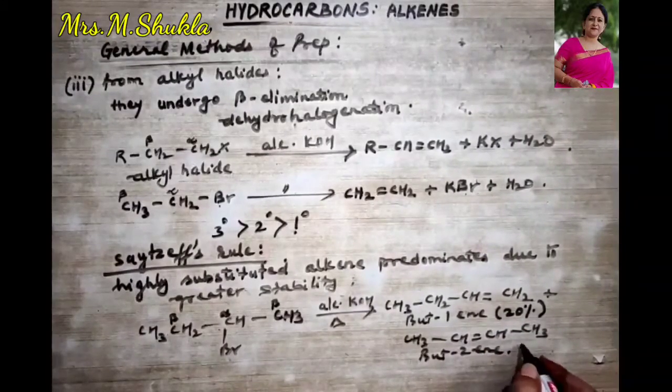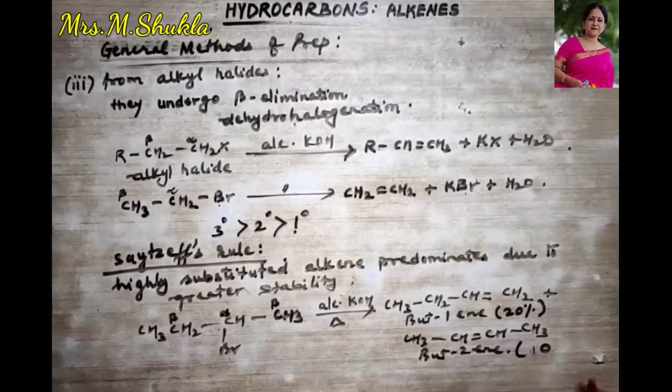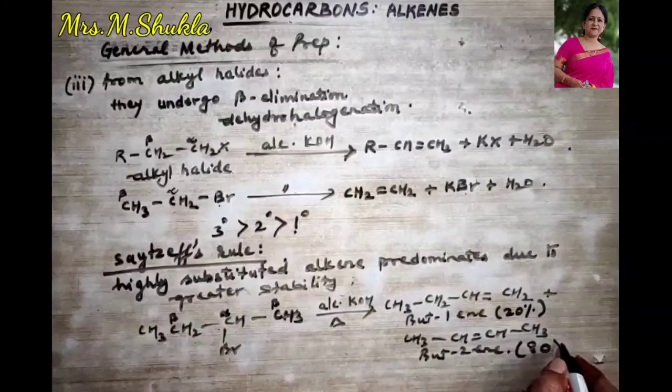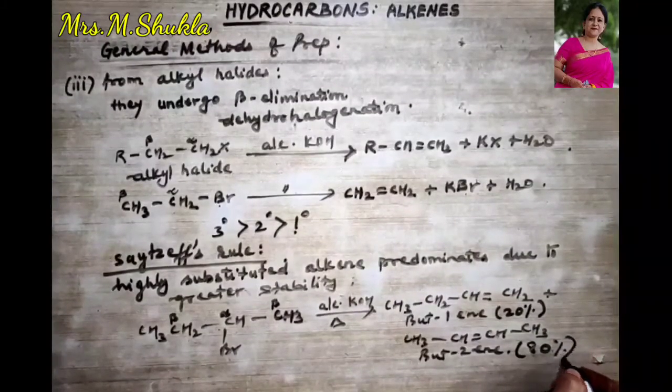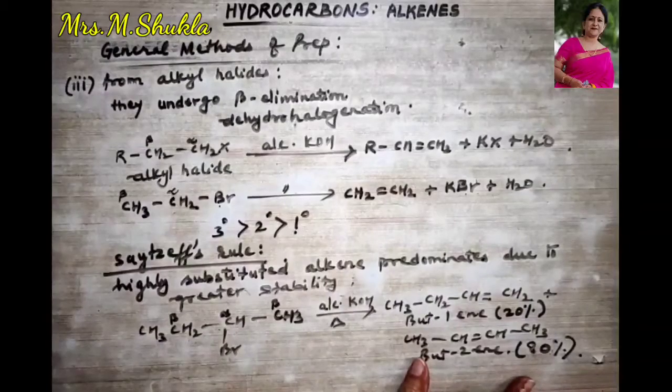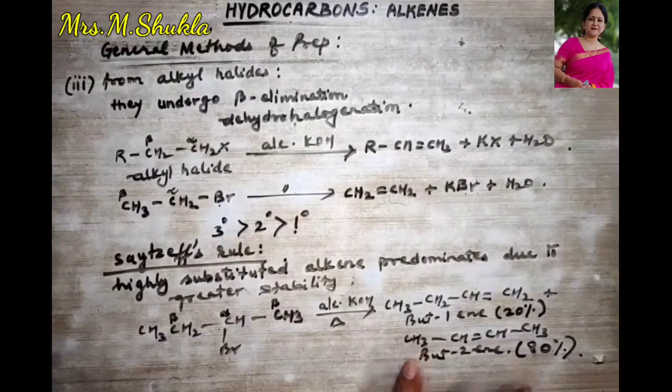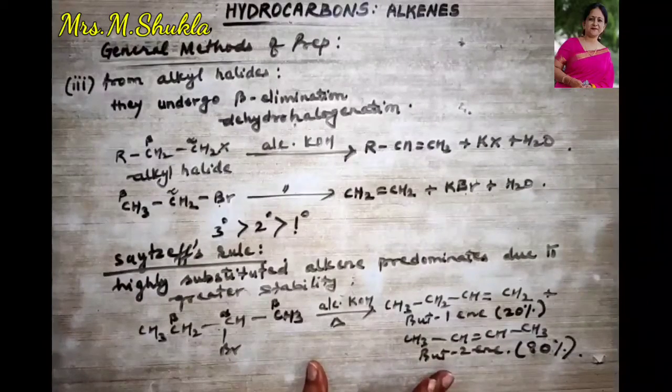So but-1-ene, but-2-ene, both the products will be given, but we will observe that but-1-ene is only 20% yield, and but-2-ene is actually your major yield. That is, it is around 80% yield of but-2-ene takes place. Clear? Thus we can say that this shows Saytzeff's rule.